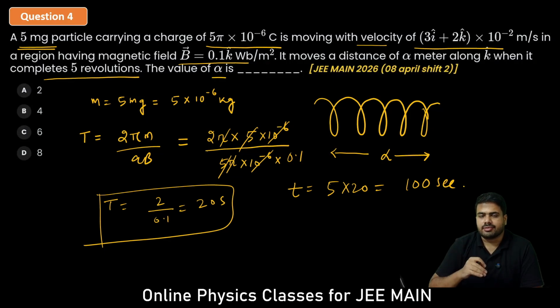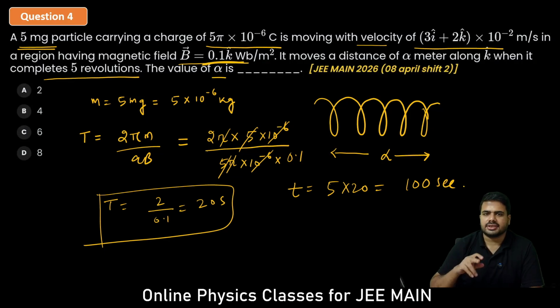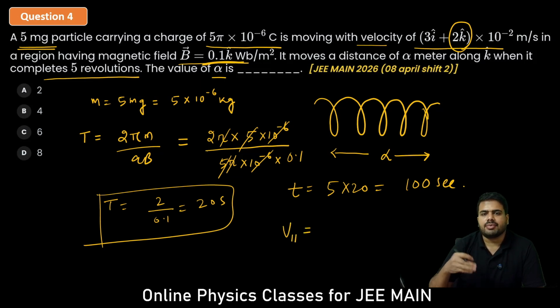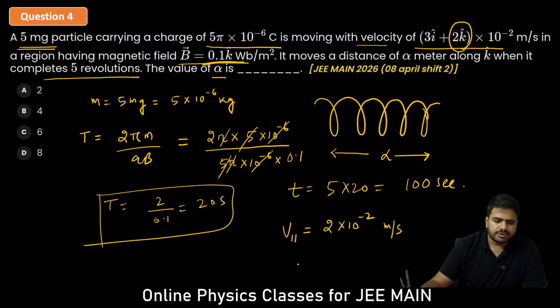Here, very carefully observe, along the direction of magnetic field, what is the component of velocity? Magnetic field is along k cap direction, from the question you can see. So along k cap, what is the velocity? It is 2 k cap, or 2 into 10 to the power minus 2 k cap. So you can write down velocity parallel, that is the velocity which is along the direction of magnetic field, 2 into 10 to the power minus 2 meter per second. Okay, this is V parallel.